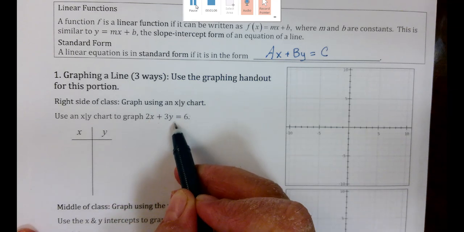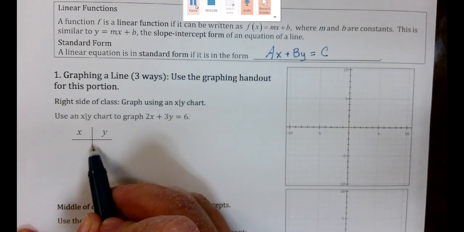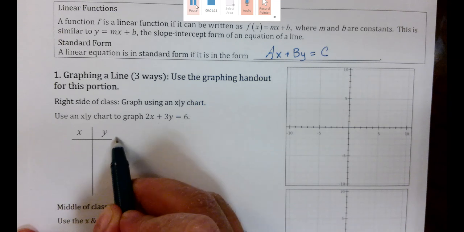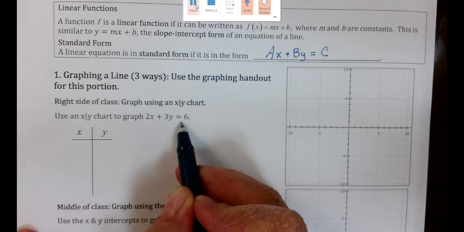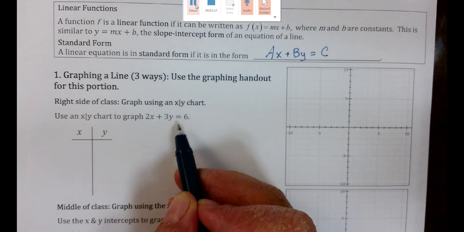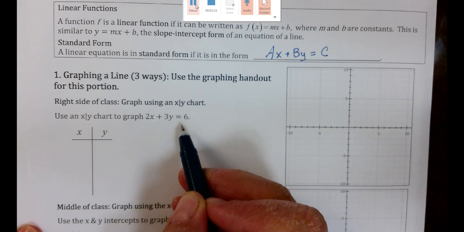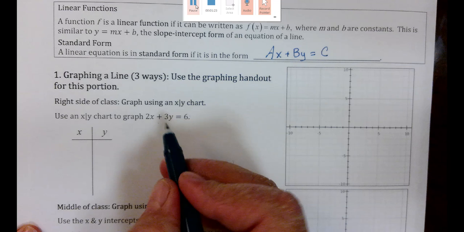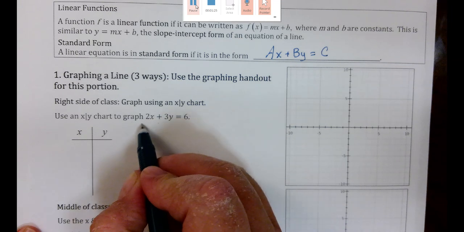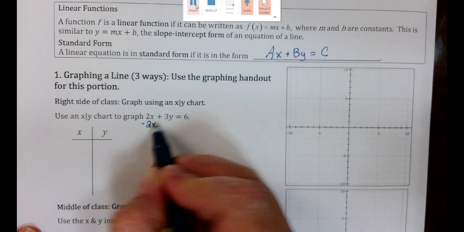Now, in order to do an XY chart, you can definitely go ahead and do that without having to do anything to this equation, but I really like to solve for y, and it's very useful later on when we're doing another method. So we're going to do that first. In order to solve for y, we're going to move the 2x to the right-hand side.